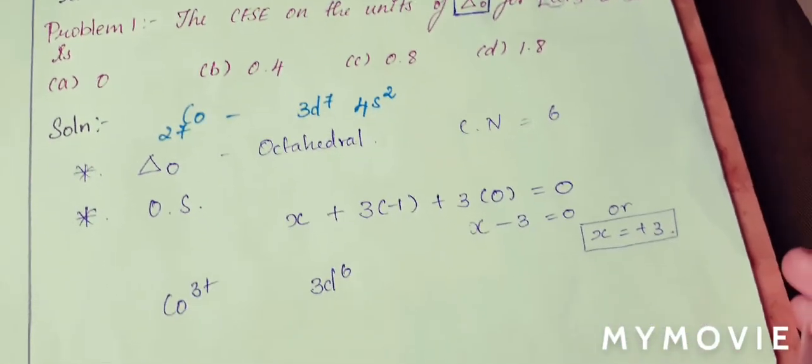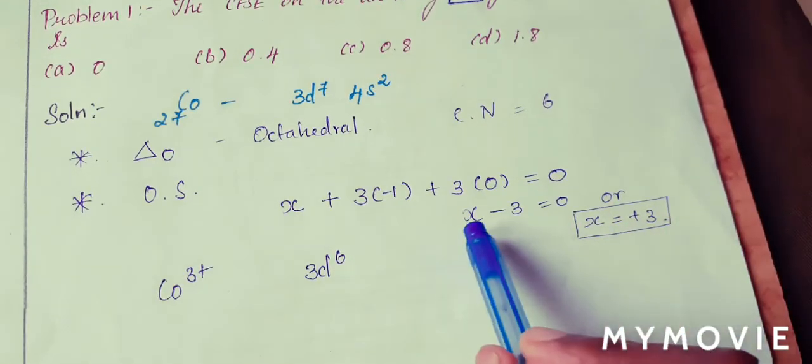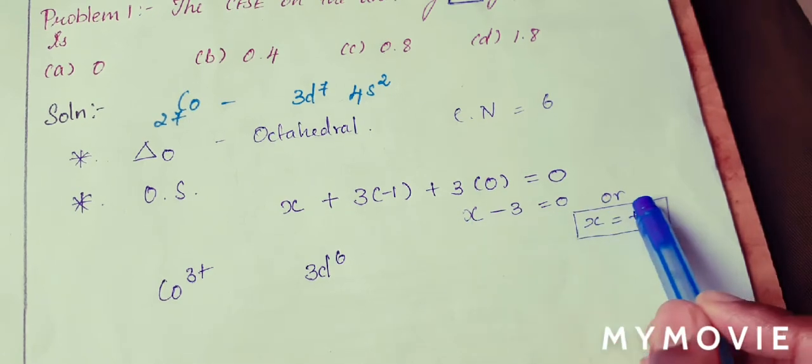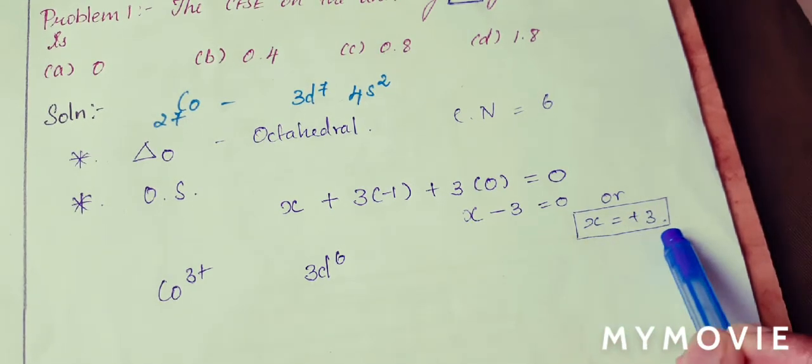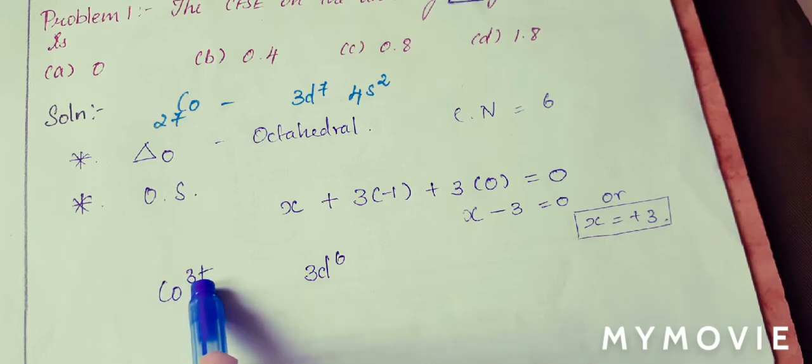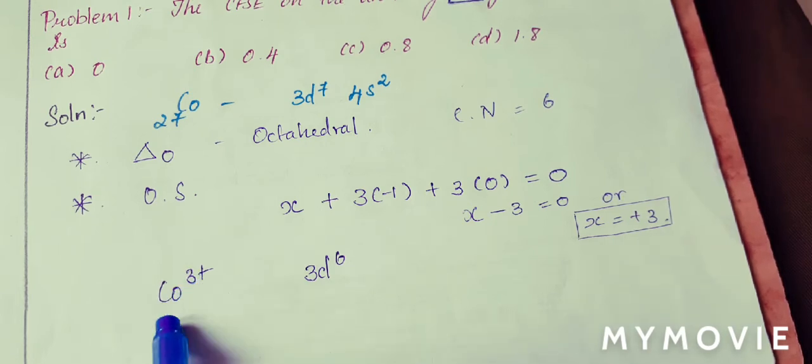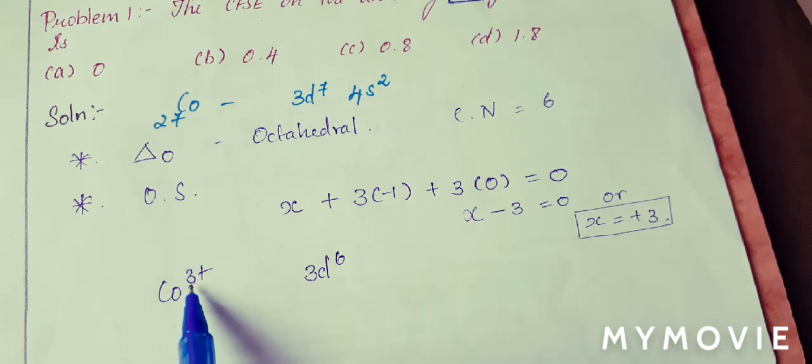Now when I evaluate this, or when I simplify this, I get x minus 3 is equal to 0, or x is equal to plus 3. So finally, plus 3 is the oxidation state shown by cobalt in the given complex. So plus 3 means cobalt is losing 3 electrons.